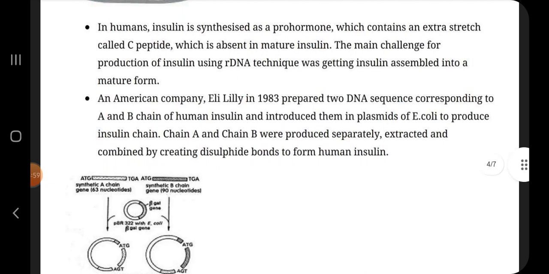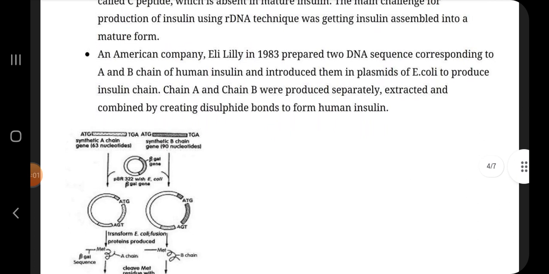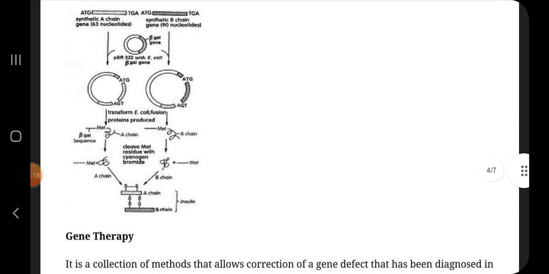Then the American company Eli Lilly in 1983 prepared two DNA sequences corresponding to A and B chains of human insulin and introduced them in plasmids of E. coli to produce insulin chains. Chain A and chain B were produced separately, extracted and combined by creating disulfide bonds to form human insulin.